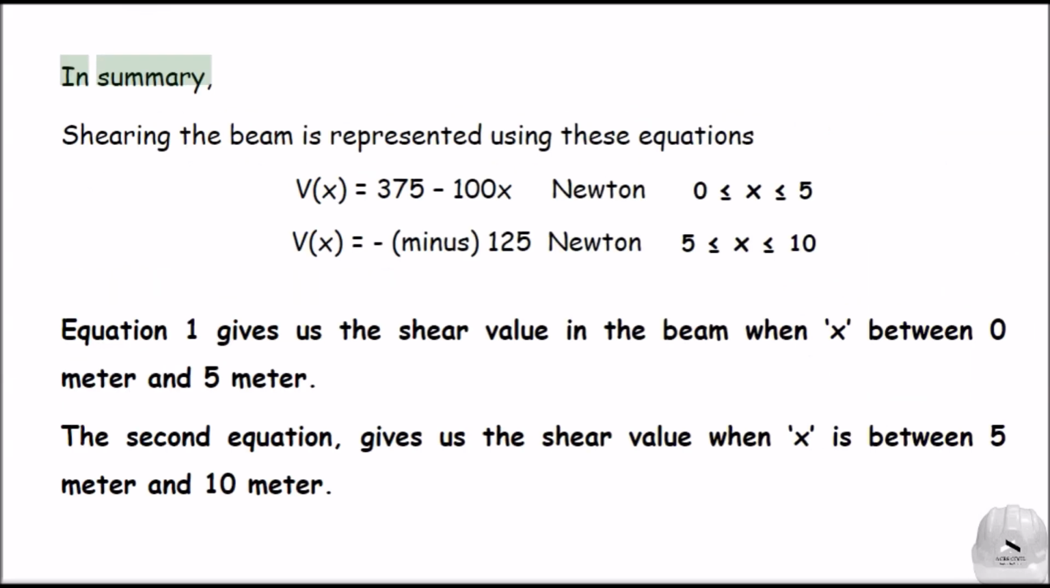In summary, the shear in the beam is represented using these equations. V of x equals 375 minus 100x Newton, 0 ≤ x ≤ 5. V of x equals minus 125 Newton, 5 ≤ x ≤ 10. Equation 1 gives us the shear value in the beam when x is between 0 meter and 5 meter. The second equation gives us the shear value when x is between 5 meter and 10 meter.